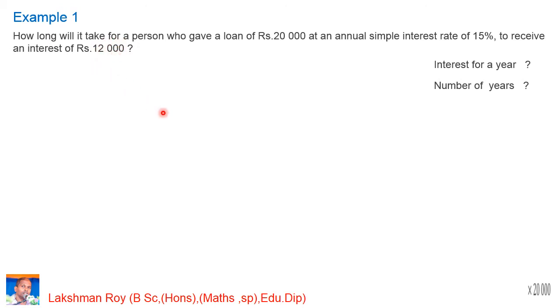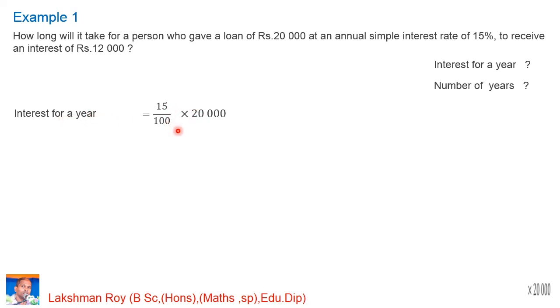So let's see the solution, students. Interest for a year. The rate is 15%, that means for a 100 rupees loan, you should pay 15 rupees interest. So let's use 15 over 100. For the 100 rupees loan, you should pay 15 rupees interest. What is the loan amount? That is 20,000 rupees. So you should find, for the 20,000 rupees, what is the interest. So this is the interest for a year.